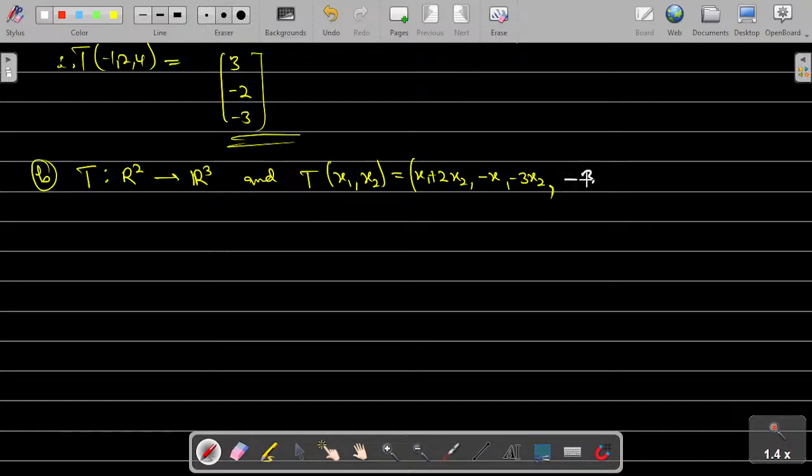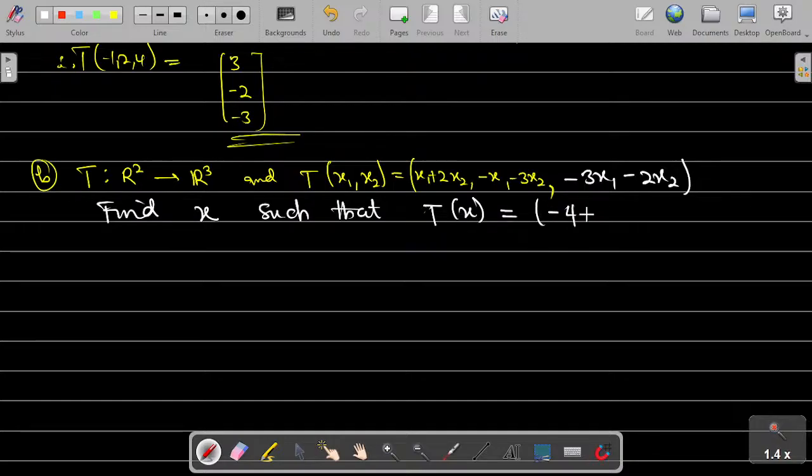Minus 3x1, and then minus 2x2. So these are the values you will get when T acts on any two-dimensional vector. So the question now says that we should find x such that T of x is equal to minus 4, 7, and 0.